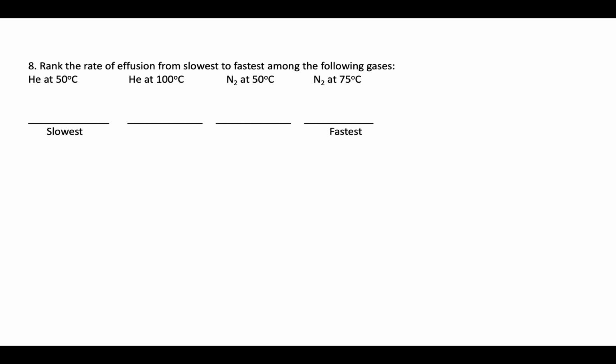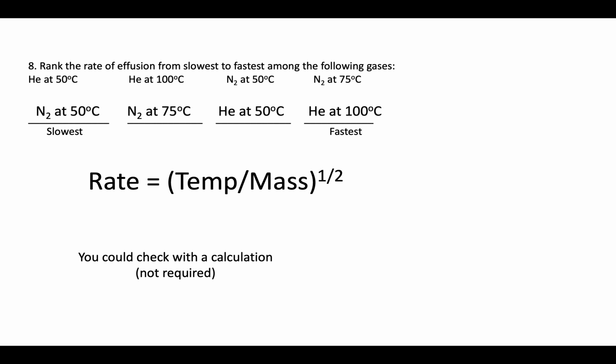Doing a ranking for the rate of diffusion, I'm thinking how the rate is proportional to the square root of the temperature over the mass. So my ranking here is putting the lighter particles, the helium, moving faster than, effusing faster than the slower N2. I'm also considering how the higher temperatures lead to a faster rate. The one that might lead to some uncertainty would be the combination in between here.